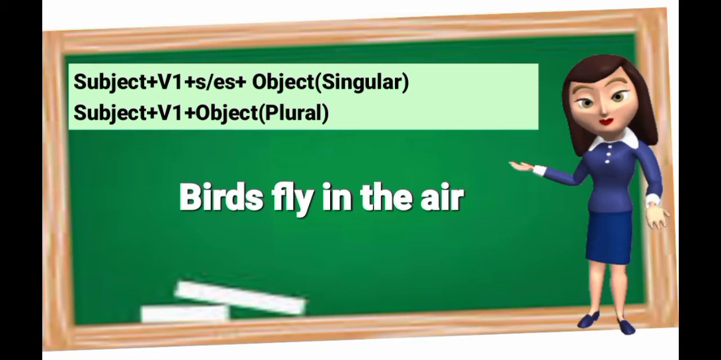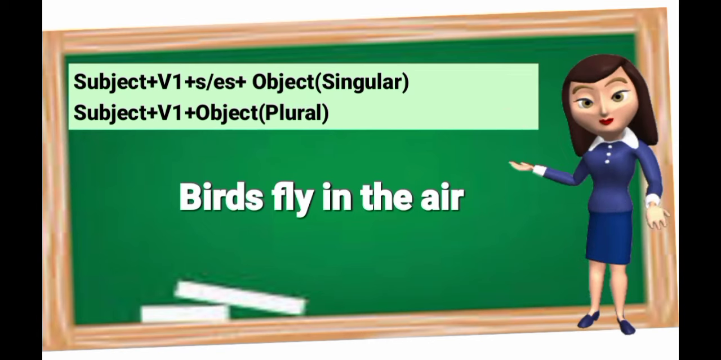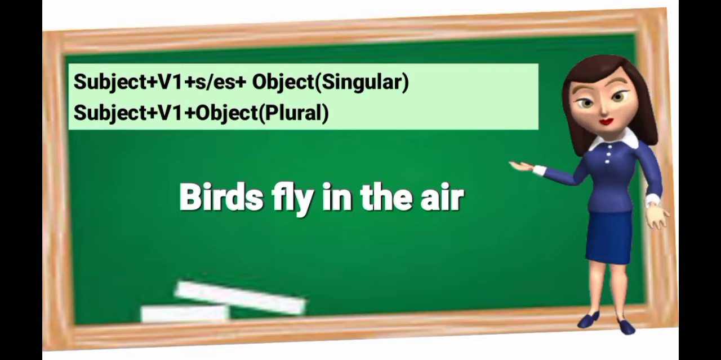So we use singular if our subject is only one. But the subject in the example that I have is with an S. So birds. Birds fly in the air. So that is the plural. So those are the rules of simple present tense.